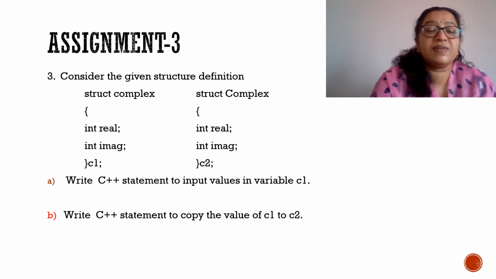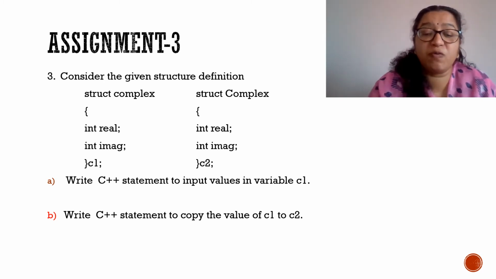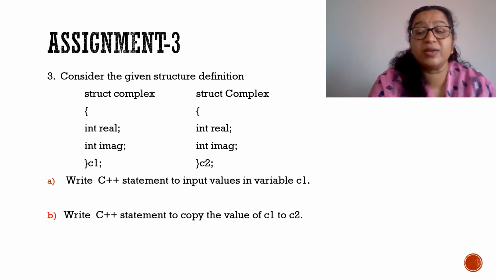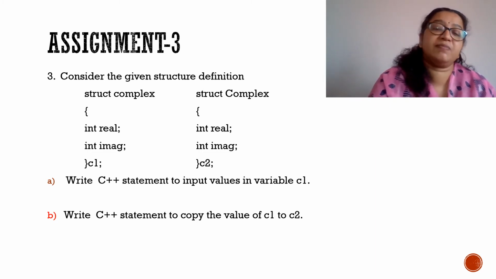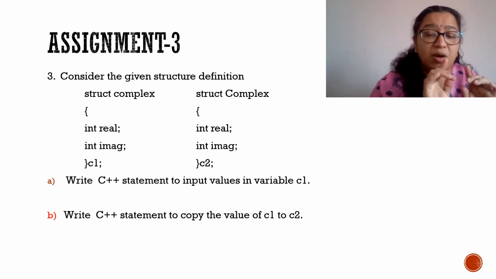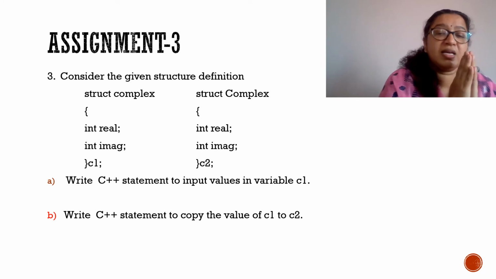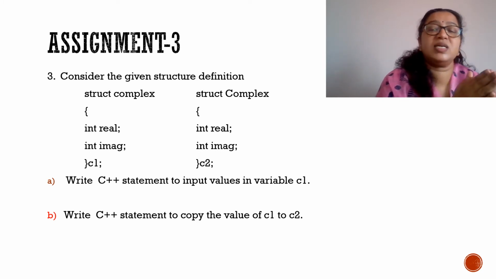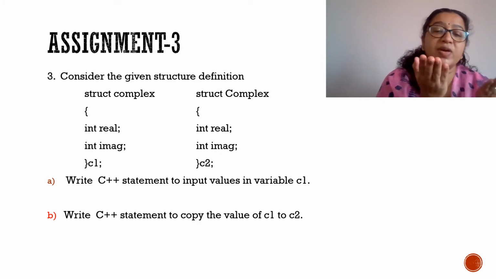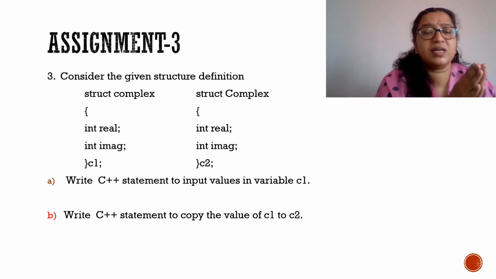Okay. So the first question: write a C++ statement to input values in variable C1. So how can we input values in the C1 variable? Cin is the statement. Then for C1, two elements are there. The first one is real and the second one is image. So how can we input that? We already studied that.